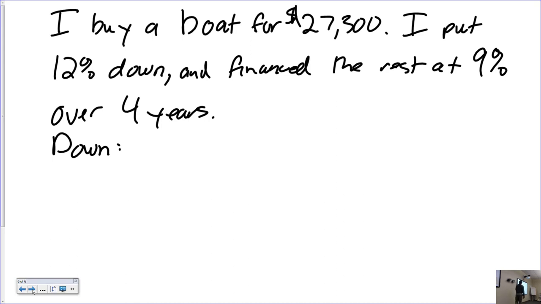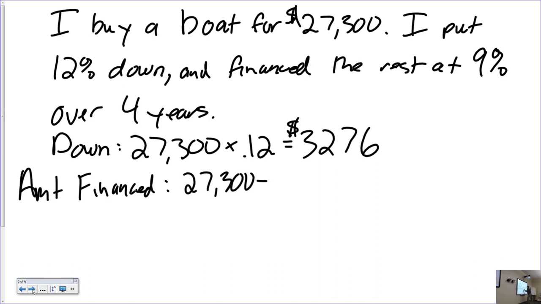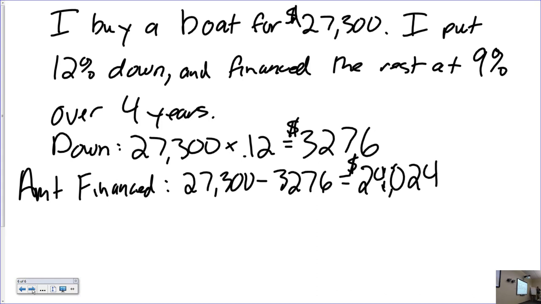So, how much did we put down? $3,276. How'd you get that? $27,300 times 12%. Sorry, what was that number again? $3,276. Oh, what a lovely down payment. So, how much did I borrow, folks? $24,024. Interesting number. Always like numbers like that.